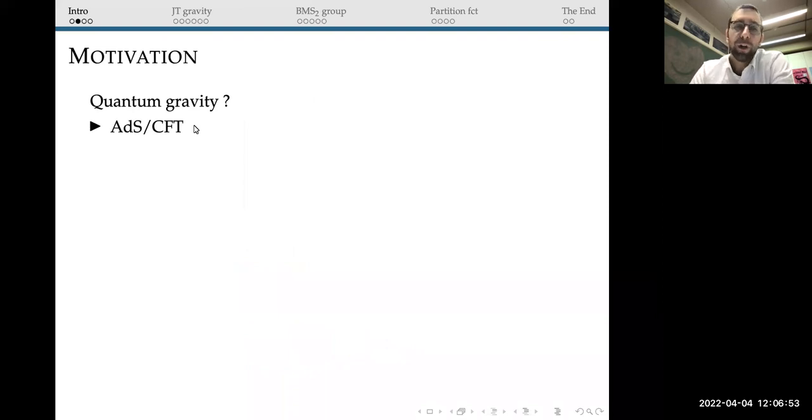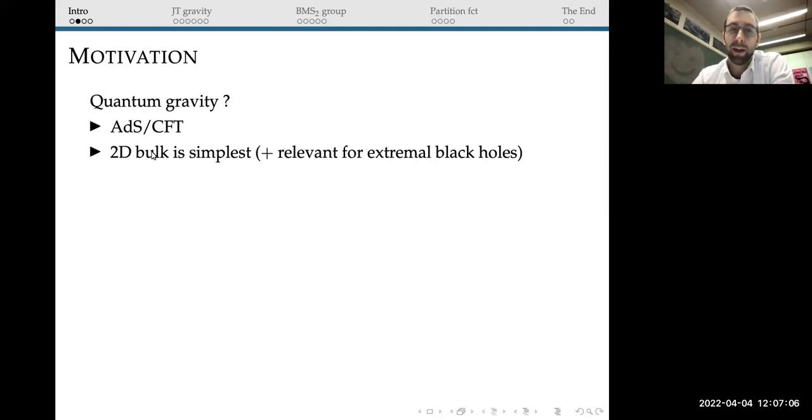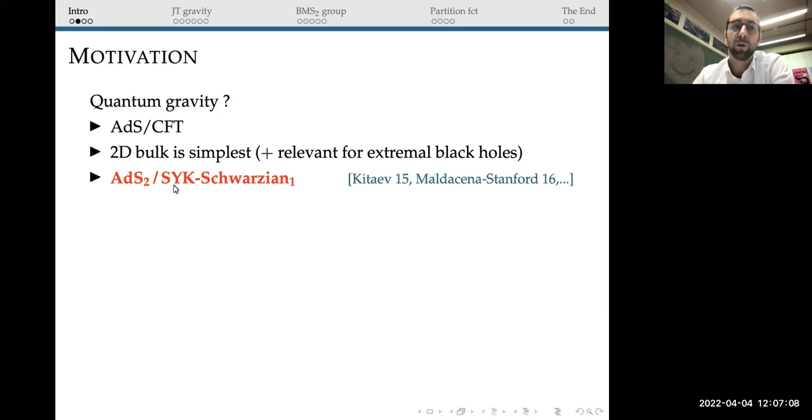So if you adopt a naive dimension counting perspective, you would imagine that the simplest case is that of a two-dimensional AdS bulk, which would then be dual to a one-dimensional theory. Of course, there's no such thing as a one-dimensional CFT. So what's normally done is a correspondence between AdS2 and a Schwarzian theory in 1D, which you can think of as an infrared limit of the SYK model. This, as you probably know, has been very prominent in the literature in recent years.